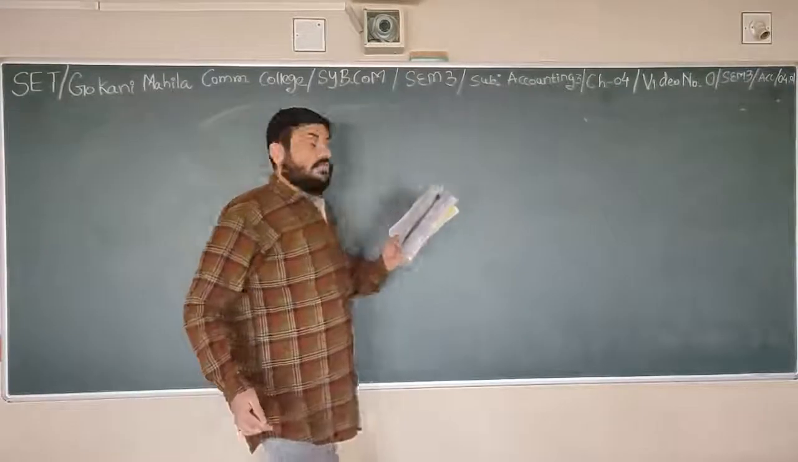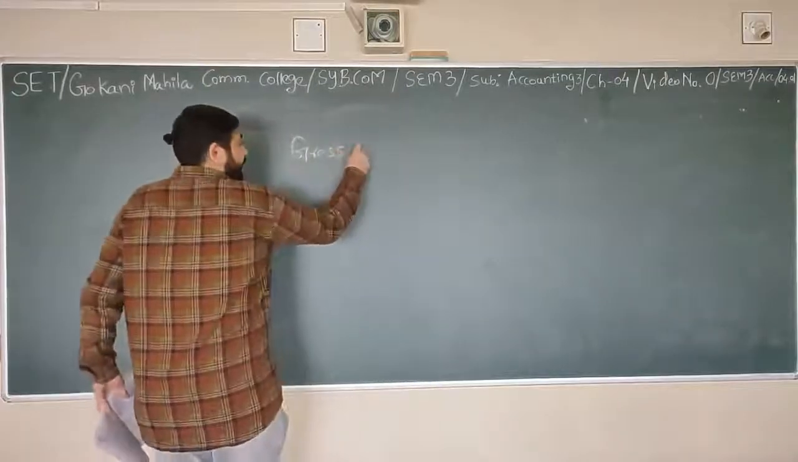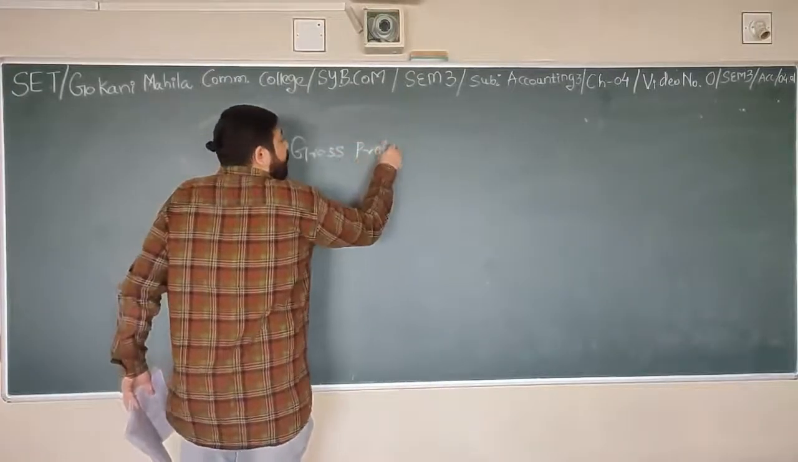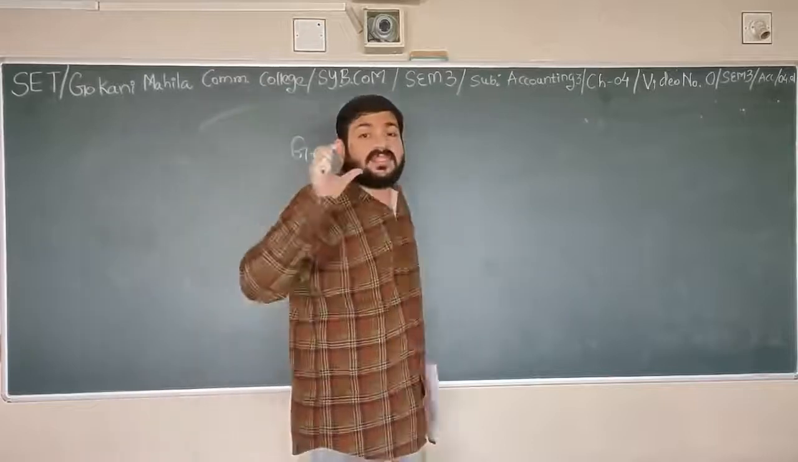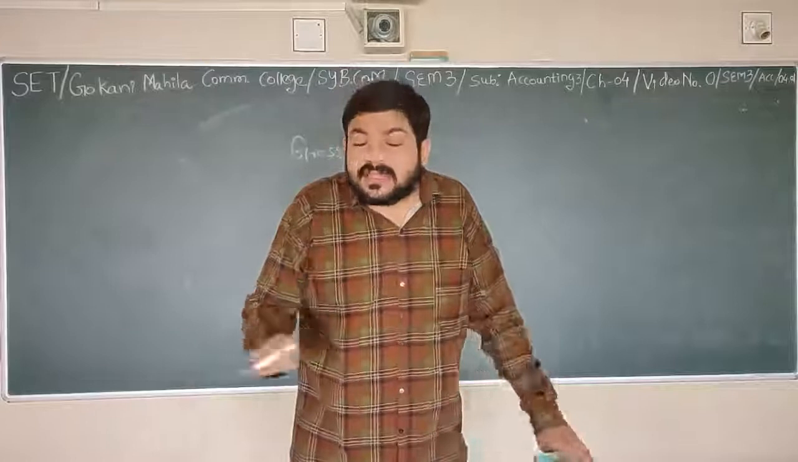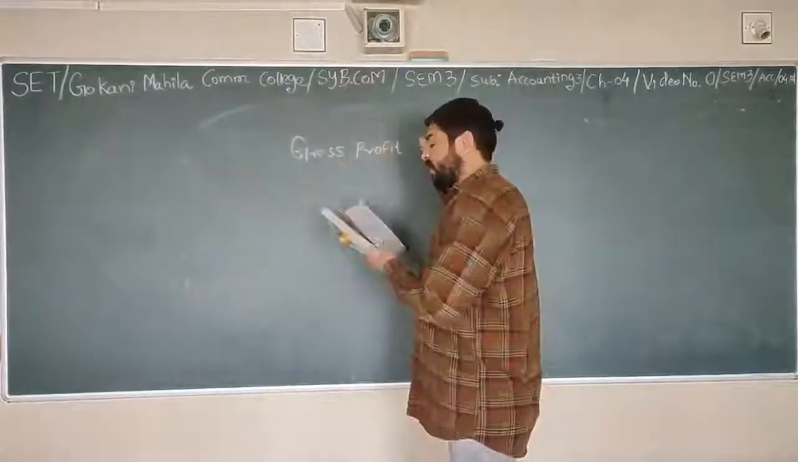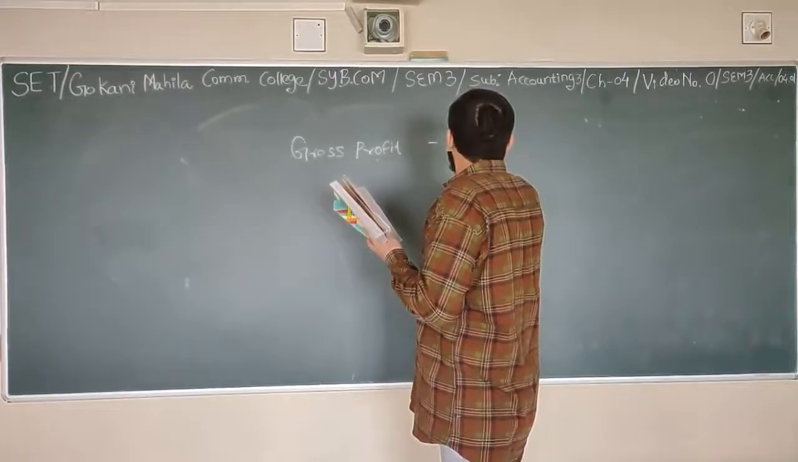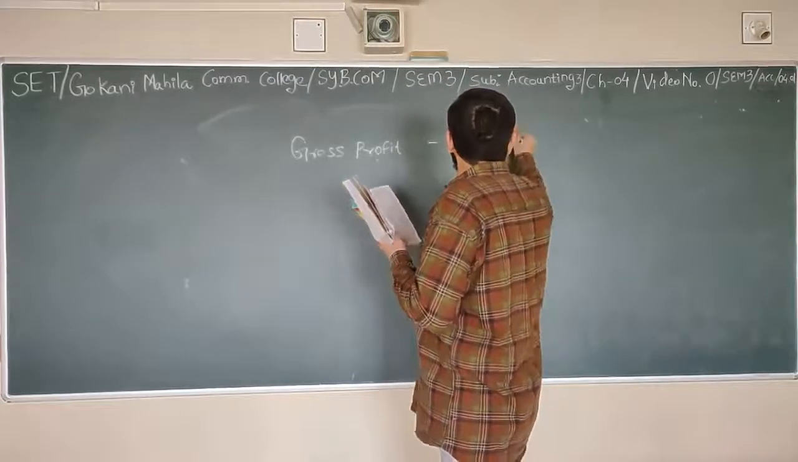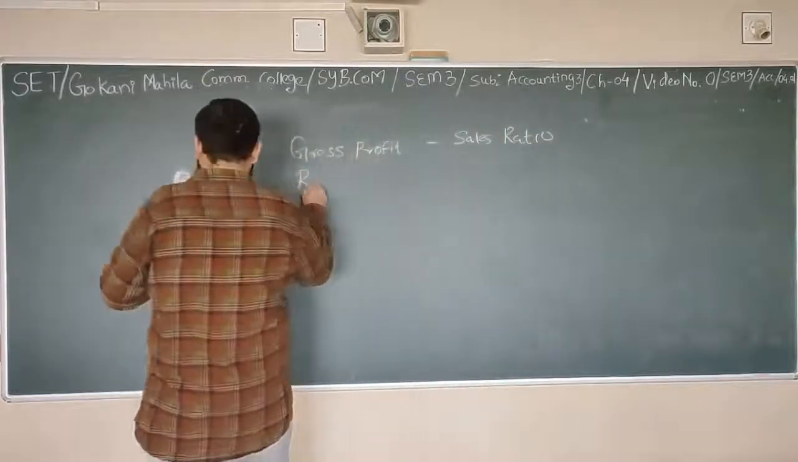See, for gross profit, I am making a list, but if adjustments and specifications are given, then we have to follow that. If no specifications are given, then we follow the standard ratio. So for gross profit, we will generally follow the sales ratio. You have to make this note in your notebook. For revenue income, various revenue and incomes.